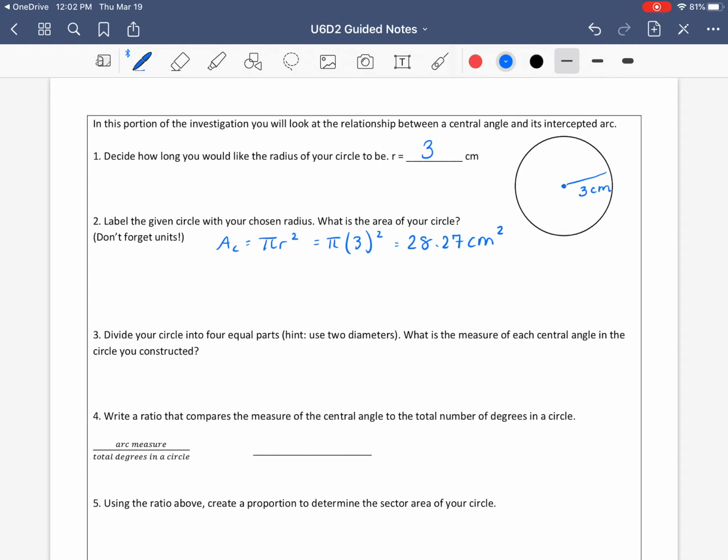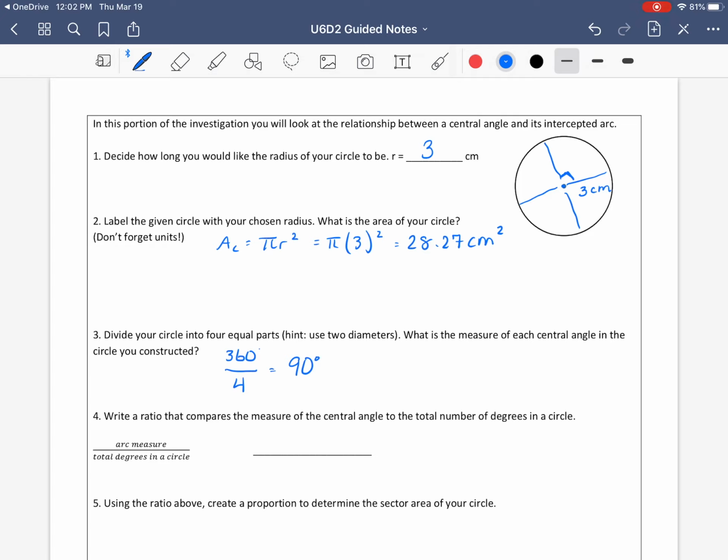Now we're going to divide the circle into 4 equal parts. So here I divided it in half, and here half again. What is the measure of each central angle? Well, if we have an entire circle, it has 360 degrees. We divided it into 4 equal sections. 360 divided by 4 equals 90 degrees. Right? Means each of our angles has a central angle of 90 degrees.